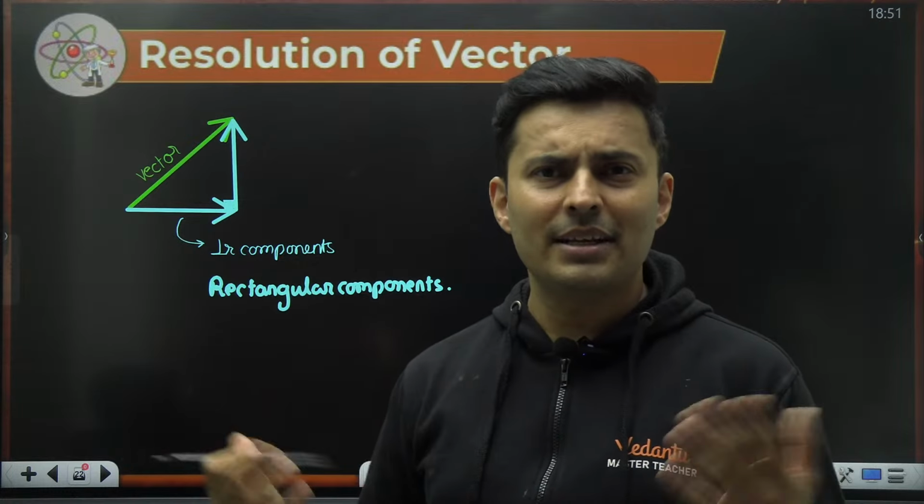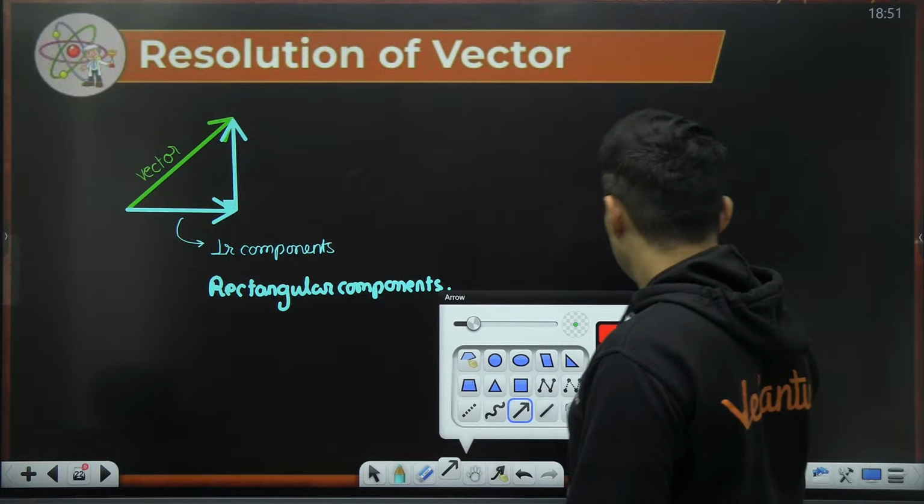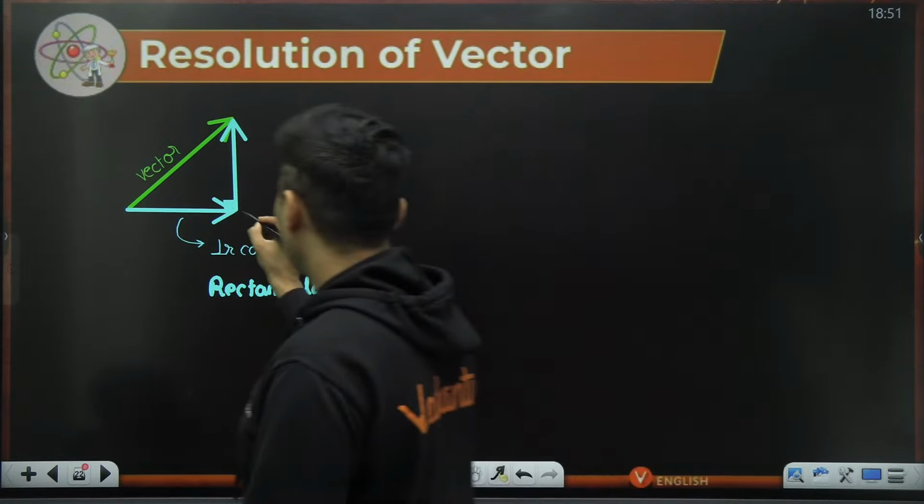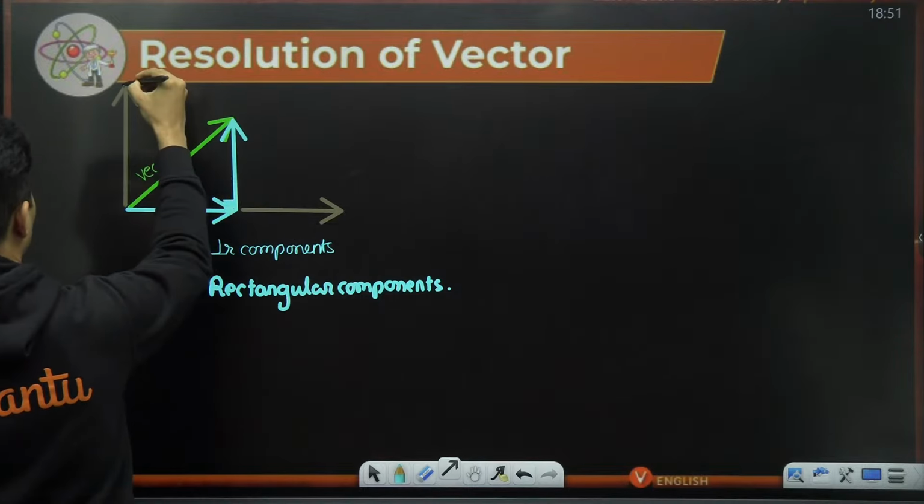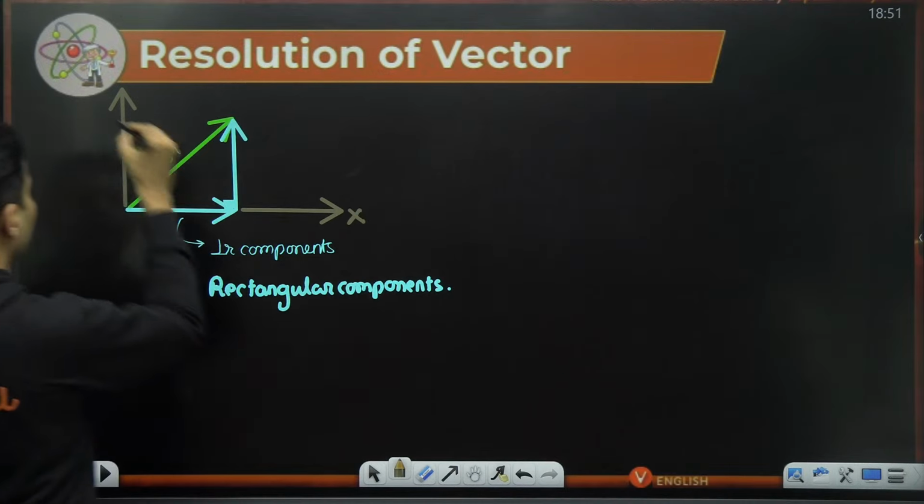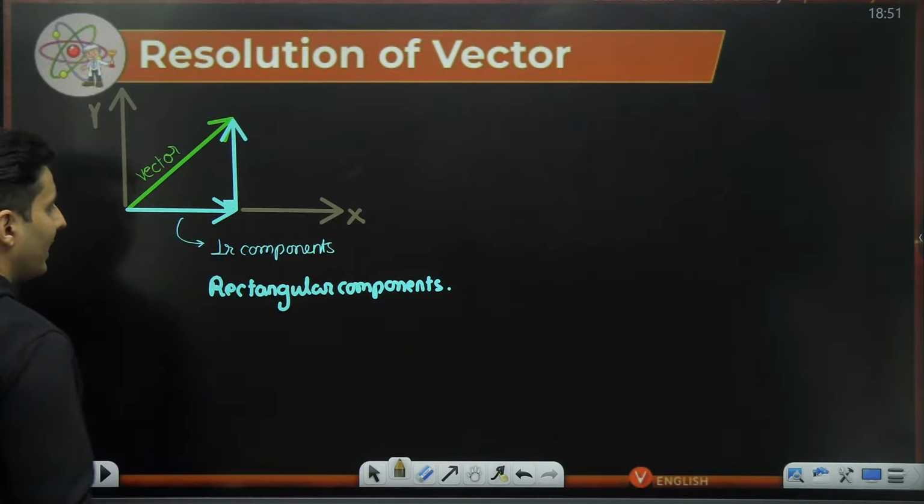And the reason is very simple. Just think about it. If I have a vector which is like this and I split it into two components like that, let's say one is along the x-axis and the other one is along the y-axis. Say, for example, this is the x component. Let's say this is the y-axis. This is the x-axis, this is the y-axis.